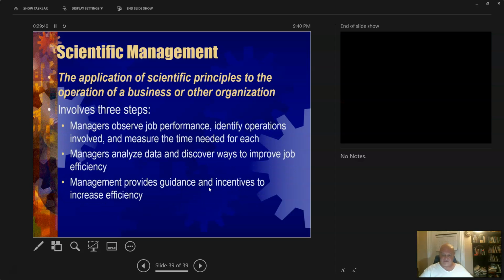Basically, scientific management is one of the sources of both the effectiveness of an organization and the potentially alienating forces in an organization, both at the same time, where job performance is observed and measured. Time is analyzed, and management is supposed to provide guidance to increase efficiency. Humans tend to resist this. So that's my brief overview of groups and organizations. An organization is a type of group.